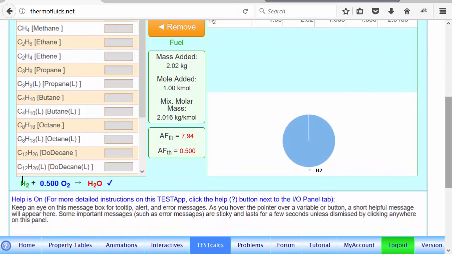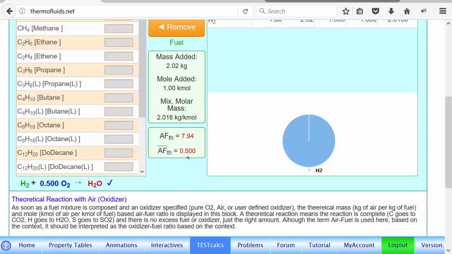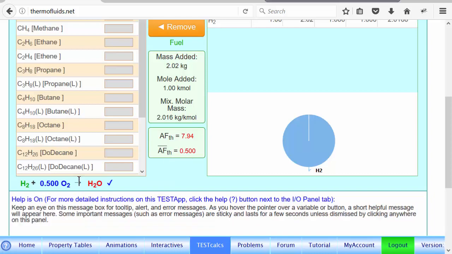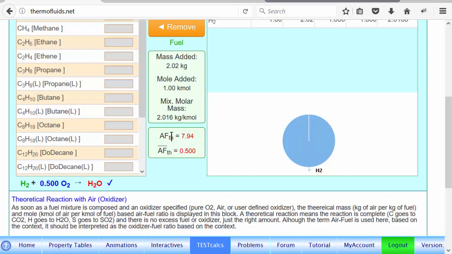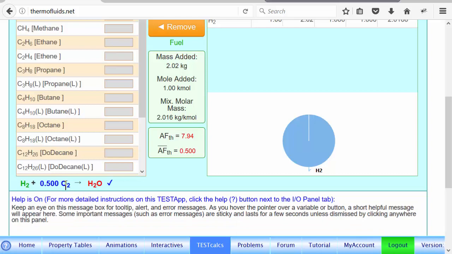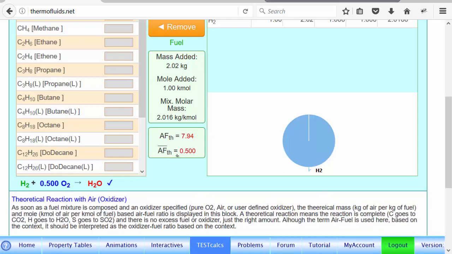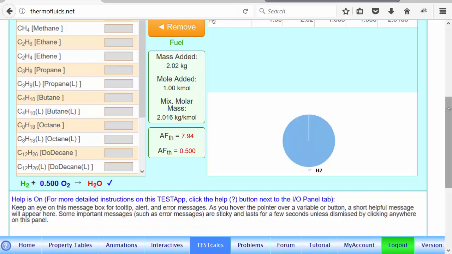If you come down, you'll see your reaction is balanced, and the tick mark means the reaction is balanced. 1 kilomole of hydrogen reacts with half a kilomole of oxygen, producing 1 kilomole of H2O. And of course, the air-fuel ratio on the mole basis is 0.5. By air-fuel, we mean oxidizer-fuel. Air-fuel is a standard terminology, but in this case the oxidizer is pure oxygen, so it really should be the oxygen-fuel ratio, 0.5, but on mass basis, 7.94. You need 7.94 kg of oxygen to burn 1 kg of hydrogen.